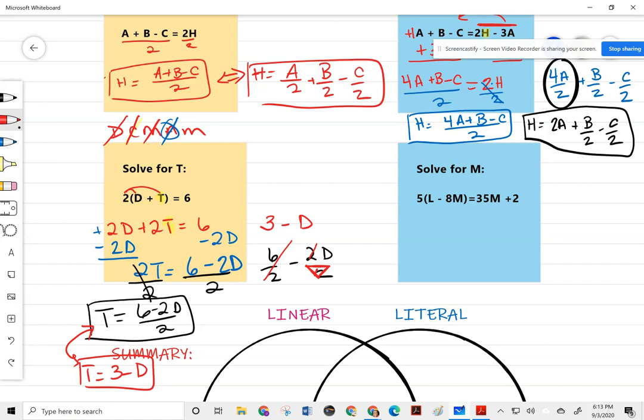So now I want you to try solving this one. So pause the video, try it, and then come back.